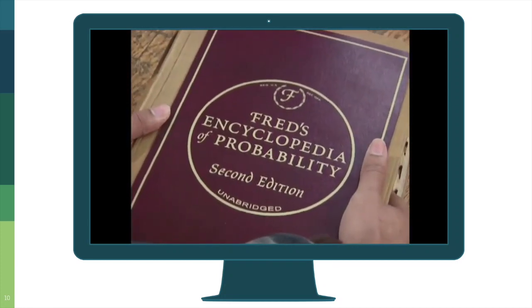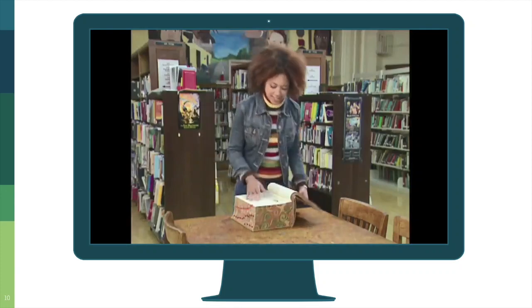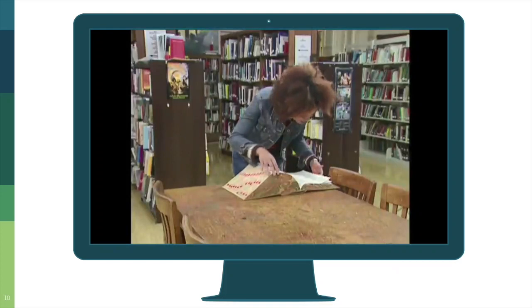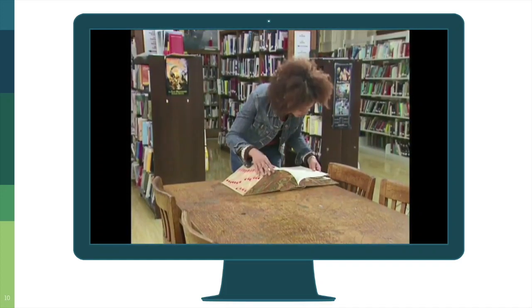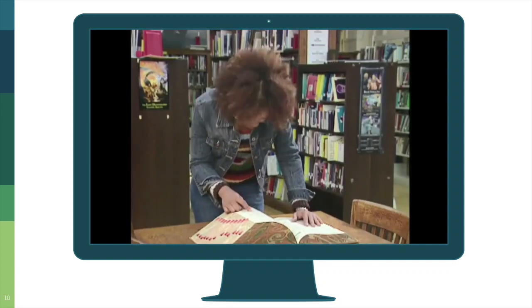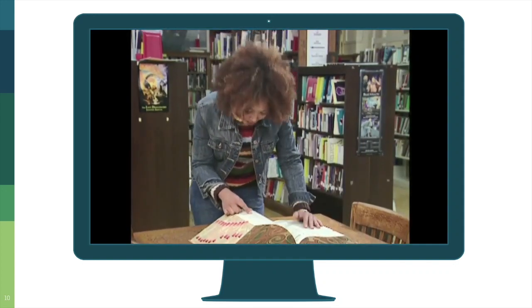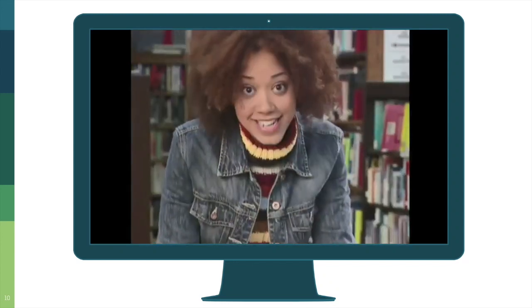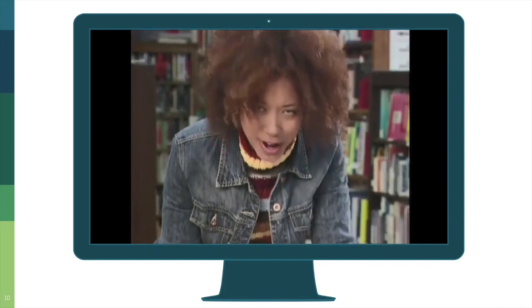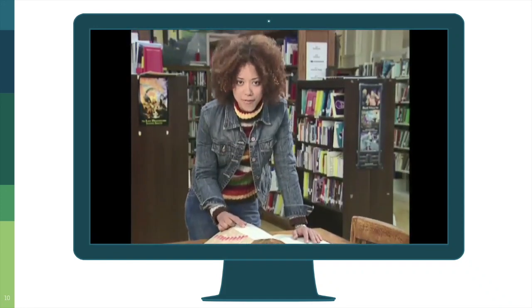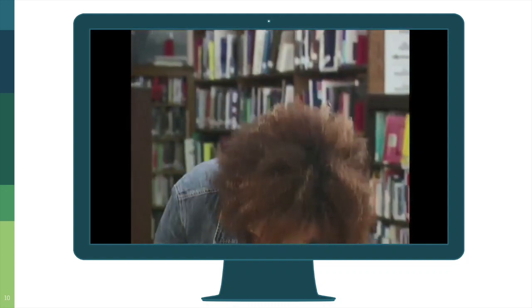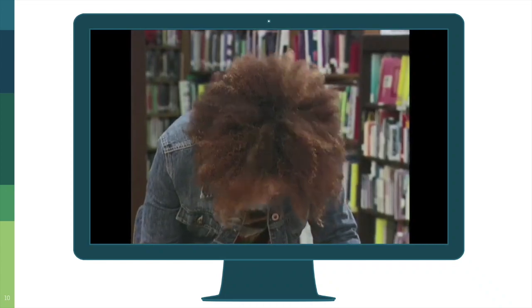Fred's Encyclopedia of Probability. Let's see. 1 in a million, 1 in 1,000, 1 in 100. Here we go, 50-50. When flipping a fair coin, about half the time it will be heads and about half the time tails. See note. Note, this will only happen if you flip the coin many times. Well, I flipped the coin 4 times, but I got 3 heads to 1 tails, and that's not half and half. You have to flip a lot more than 4 times.